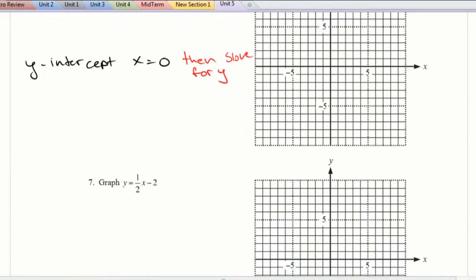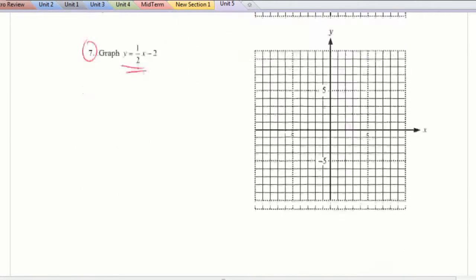This is the exact same question, number 7, except it is going to just be in a little bit different of a format. Instead of the x and y being on one side, they're both on the same side.